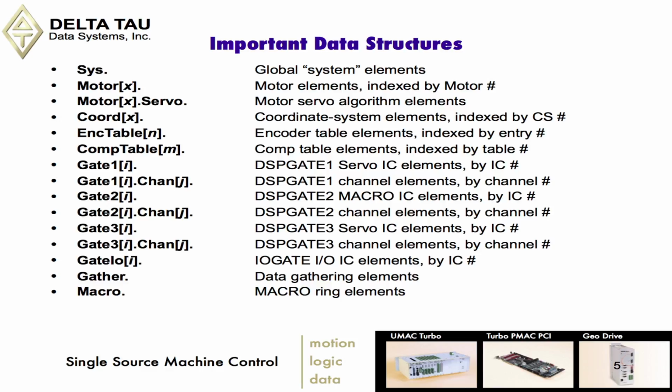Delta Tau has our own I/O gate, so we call that GateIO[i], and it has a number of elements that belong to it. Gather and Macro: these are all the data structures for gathering, all of the features of gathering, and then all of the features of MACRO ring elements.